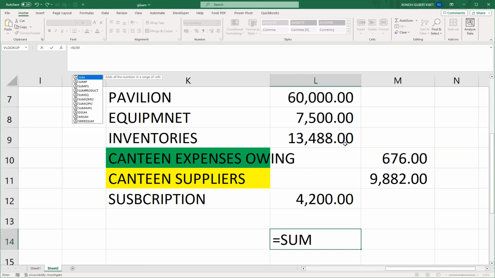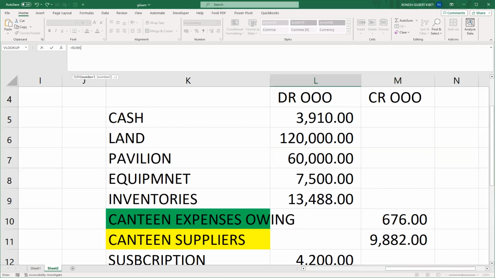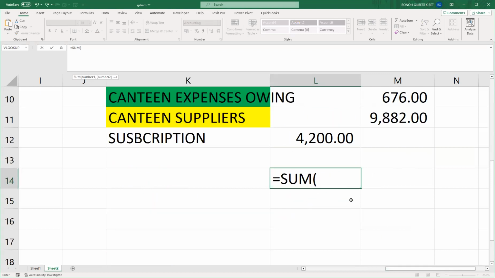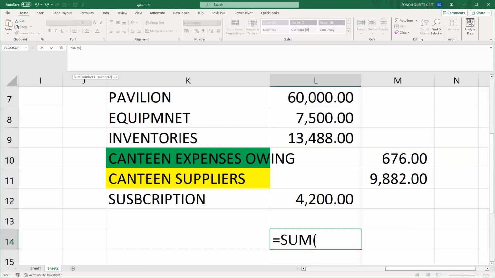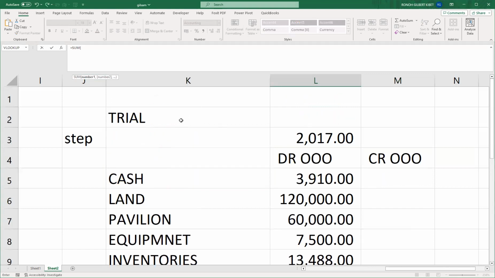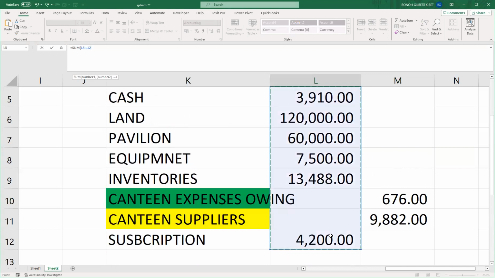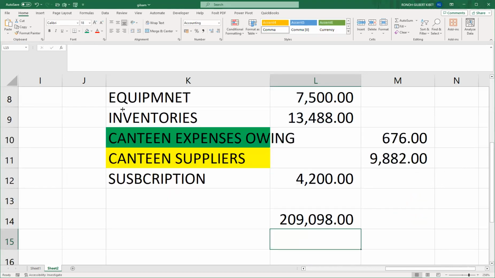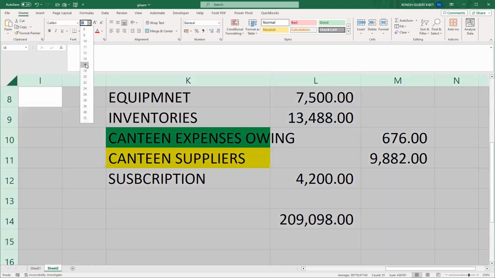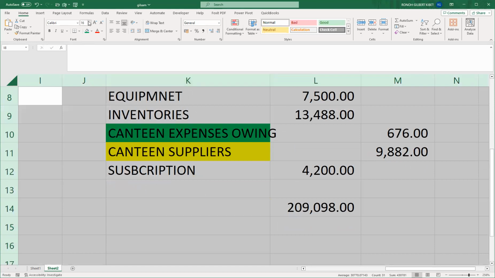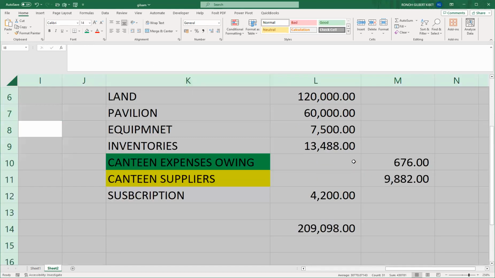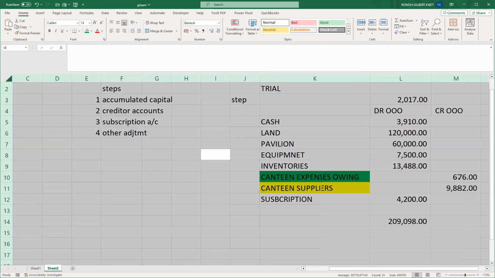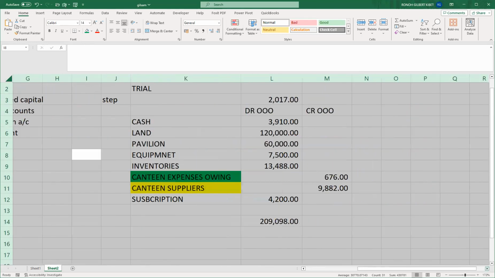Could you please make it smaller so that I can see all the values? I can reduce these. Yes. That one is okay.